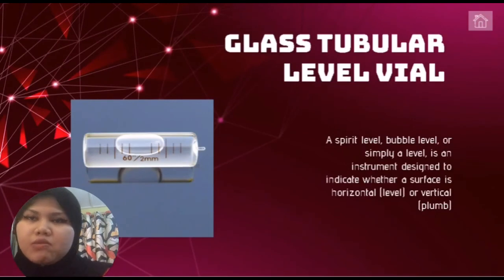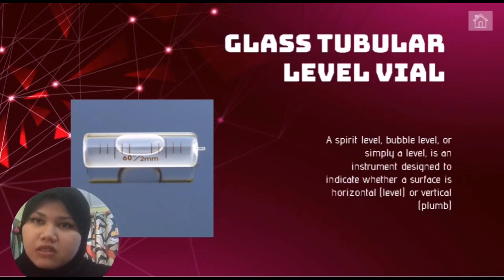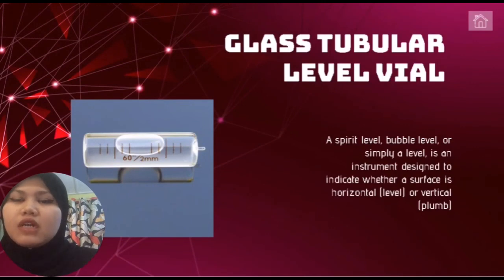Next, we have a glass tubular level vial. This glass tubular level vial can be found in a spirit level, bubble level, or simply a level. This instrument is designed to indicate whether the surface is horizontal, level, or vertical. So we can find the glass tubular vial on the total station. There are two: a circular vial and a horizontal tubular vial.